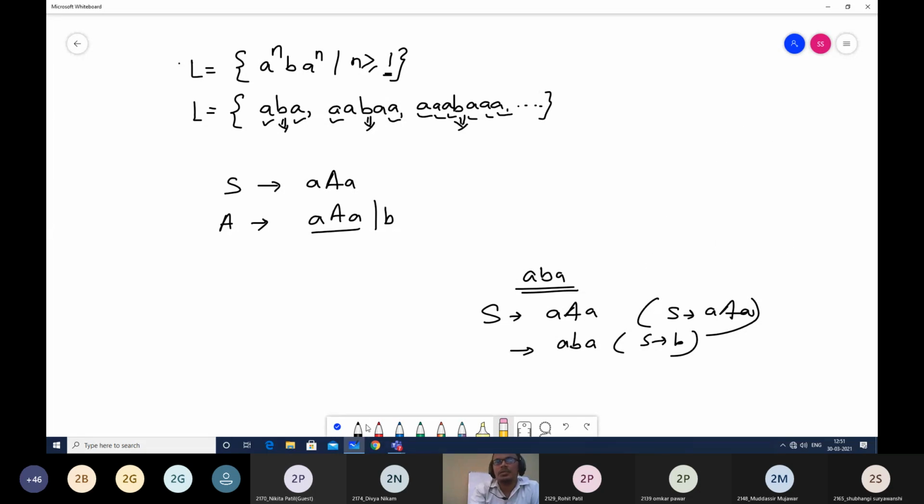Is the example understood? So you can specify what your terminals are, what your non-terminals are, what your starting symbol is, and these are your production rules. Take it down.